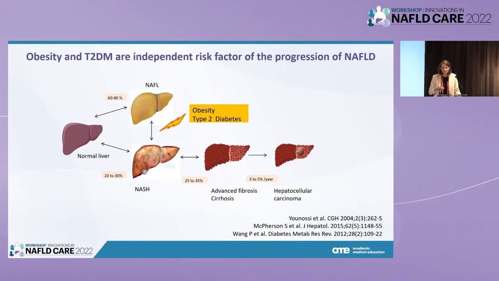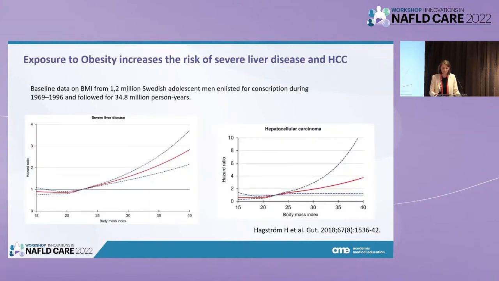Here is the natural evolution of NAFLD, and clearly obesity and type 2 diabetes, as I've shown you also in the previous slide regarding epidemiology, are considered high-risk populations with a higher risk of NASH. The prevalence is approximately between 20 and 30%, and these patients also have a higher risk to progress to advanced fibrosis, cirrhosis, and even hepatocellular carcinoma.